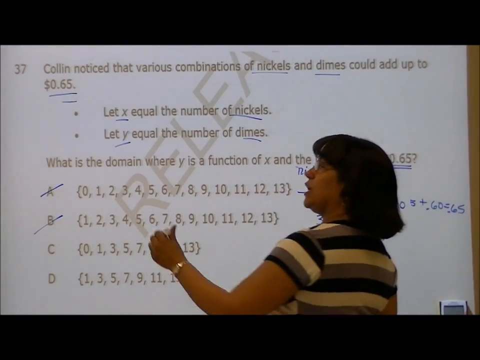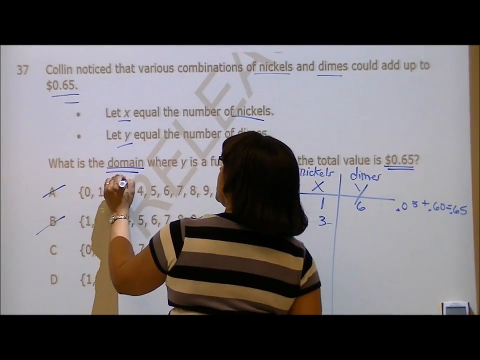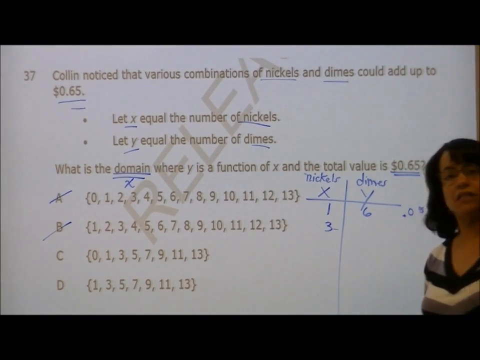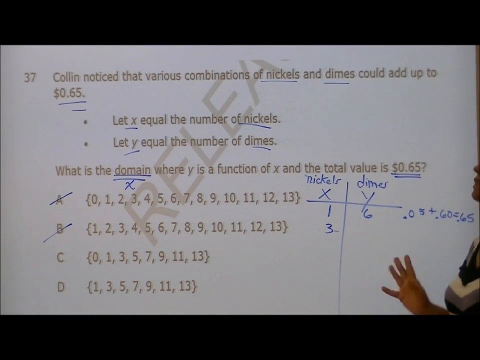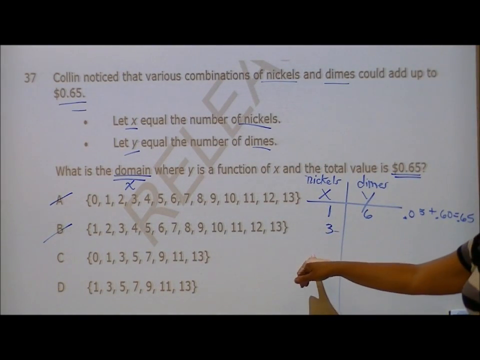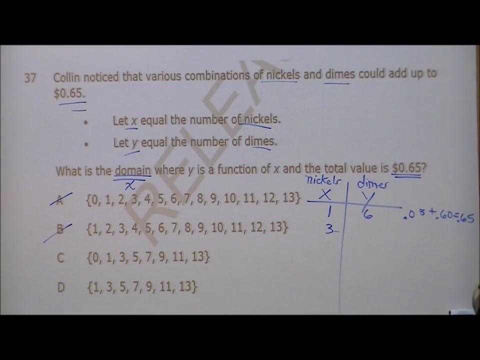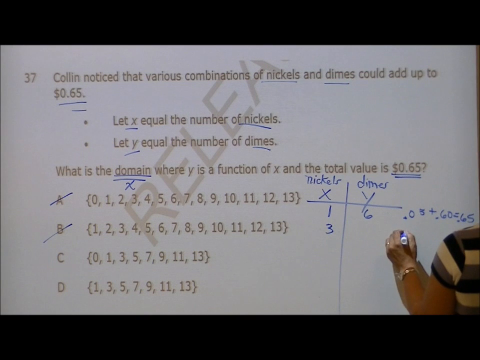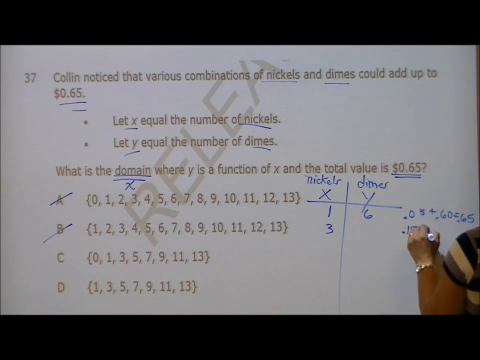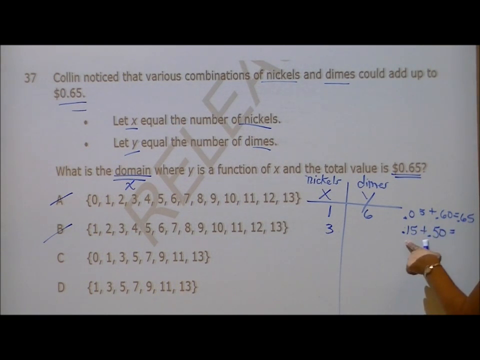The domain means what can my x's be, okay? The range is what can my y's be, okay? Your y's are dependent on your x's. So what we put in for our nickels determines how much we have left for our dimes. Well, 3 nickels would equal 15 cents. So you determine how many dimes do I need to get to 65? Well, okay, I need 50 cents, because 50 plus 15 is 65. Well, it takes 5 dimes to make 50 cents.